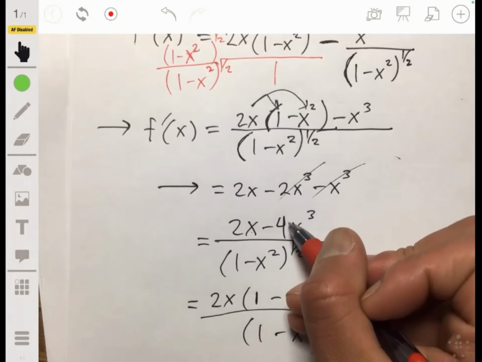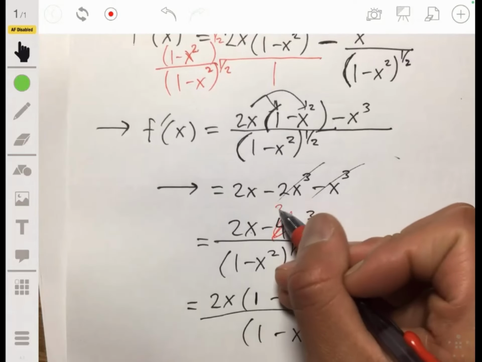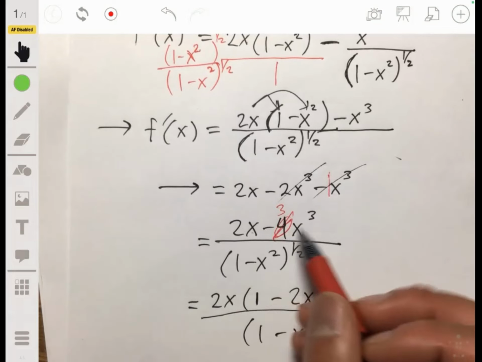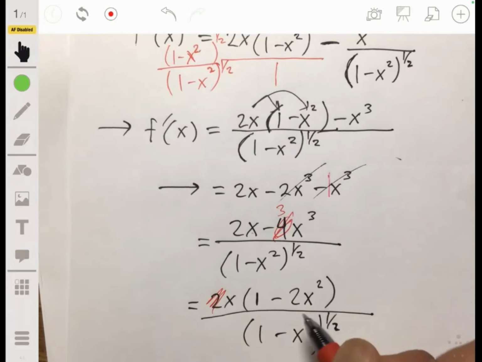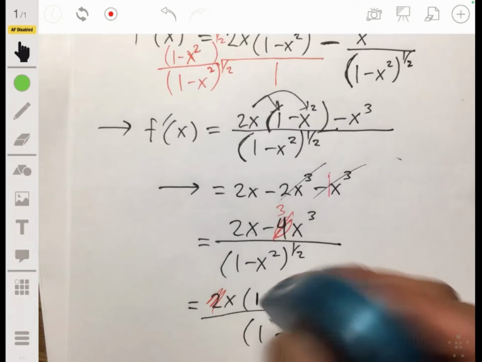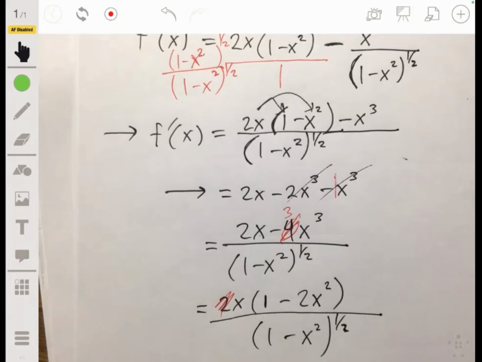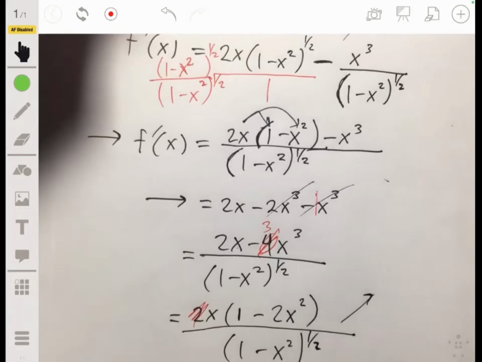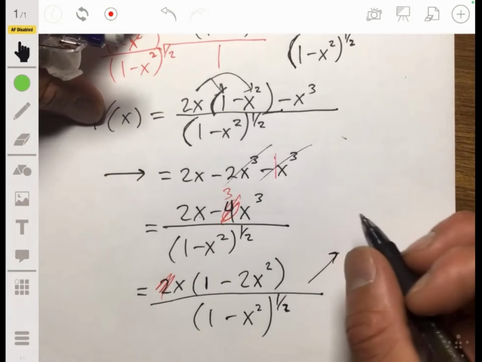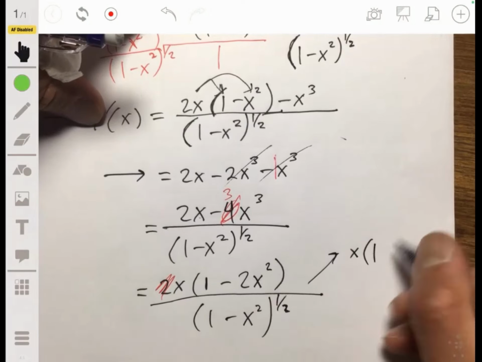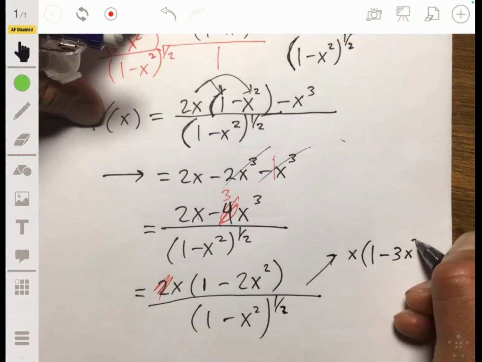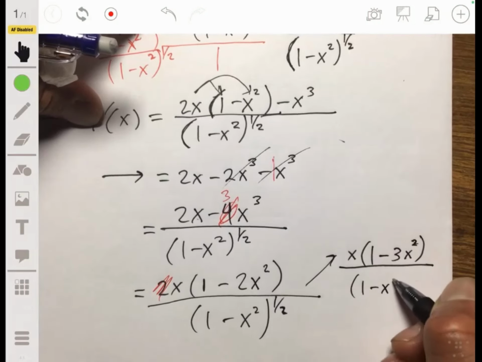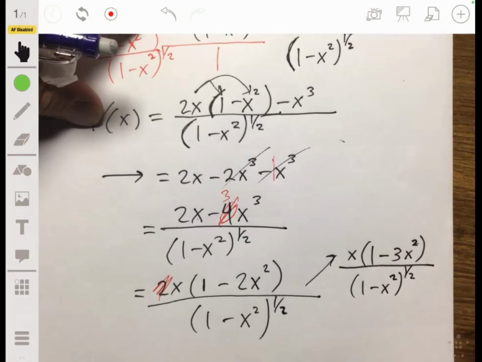Oh, and I just noticed this should be a 3, because it's 2 minus 1, so minus 3. And then this 2 won't work out because that won't factor. Let me just write it over to the right over here. So on top, we should have x times 1 minus 3x squared, all over 1 minus x squared to the 1/2 power.